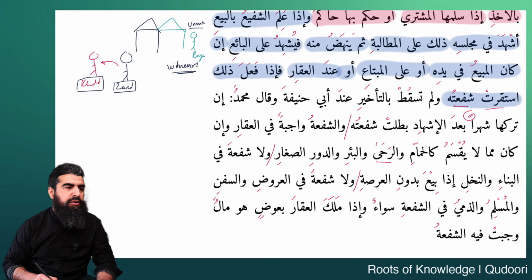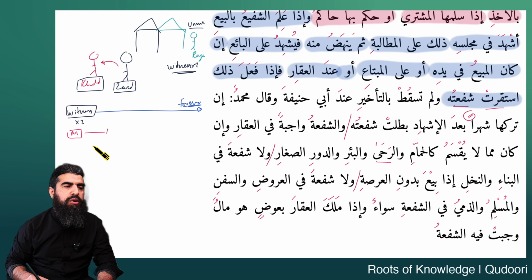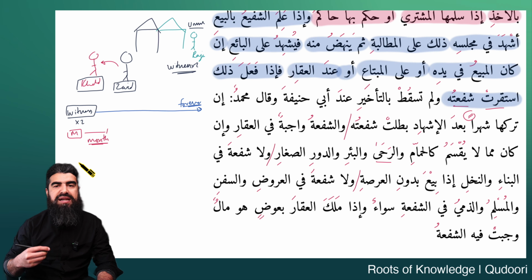So Imam Abu Hanifa rahimullah says, from the time of the witnessing, there is no period of time. In other words, he can make the claim after 1 year, 2 years. So after the witnessing, he has forever to make the claim. Imam Muhammad says that's unfair. So Imam Muhammad disagrees. He says he only has 1 month. So within a month, 30 days, he has to make the claim in the court.